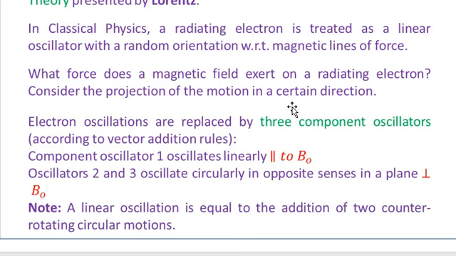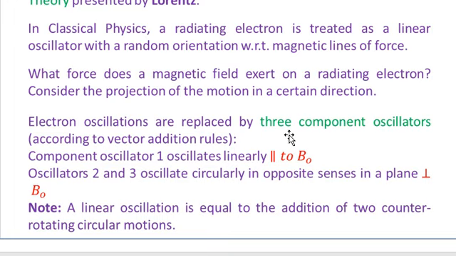Consider the projection of motion in a certain direction. When an electron, being a linear oscillator, is oscillating in the applied magnetic field, we can resolve the motion of that linear oscillator into components perpendicular to the direction of the magnetic field and along the direction of the magnetic field, as we usually do with vectors. That is, if you have a vector in the xy plane, you can resolve it along the x-axis and along the y-axis. Similarly, here we have a linear electron oscillator placed in the magnetic field, and it can oscillate along the direction of the magnetic field and also perpendicular to it. So electron oscillations are replaced by three component oscillators according to the vector addition rules.